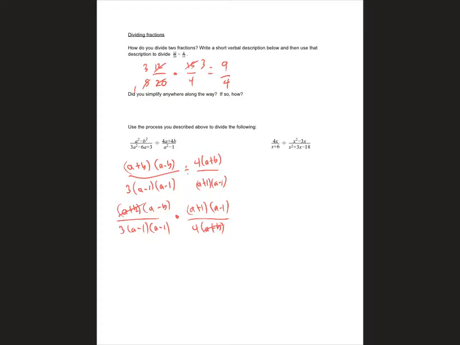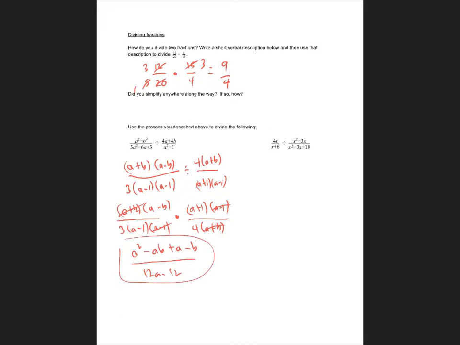So a plus b's go away, a minus 1's go away, and again, what I'm left with is not going to be bigger than quadratic, so I'm going to go ahead and just multiply that out in the end. So a squared minus ab plus a minus b all over 12a minus 12.